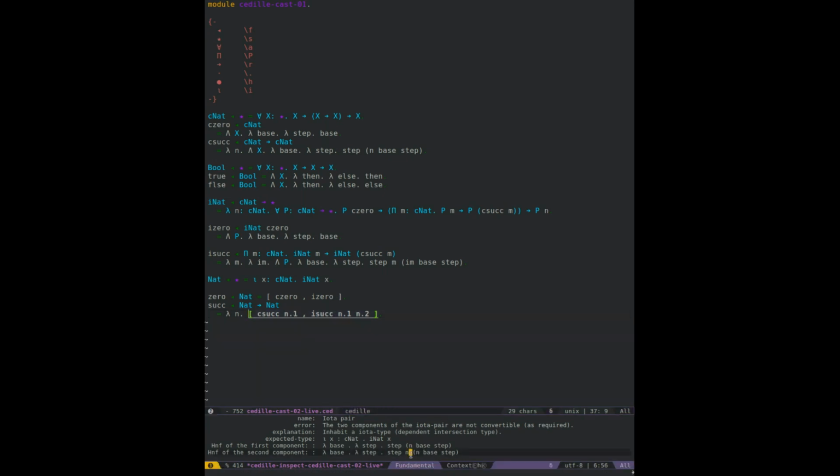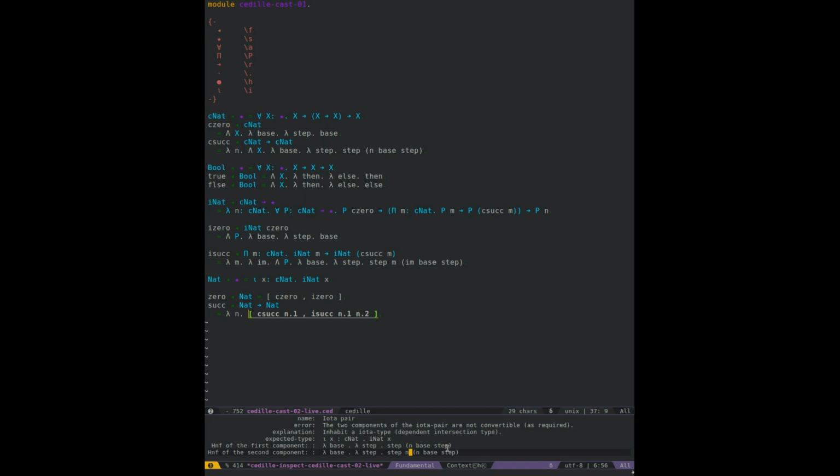This may be a little bit confusing if you're just looking at this, because you might expect this to be step n.1 applied to n.2 base step. But Cedille is giving us the erased versions of these terms, and the thing to note about that is that projections are also erased, so the erasure of n.1 and n.2, both of those are just n. But regardless, even as erased terms, these 2 terms are not convertible because step is given 2 extra arguments.